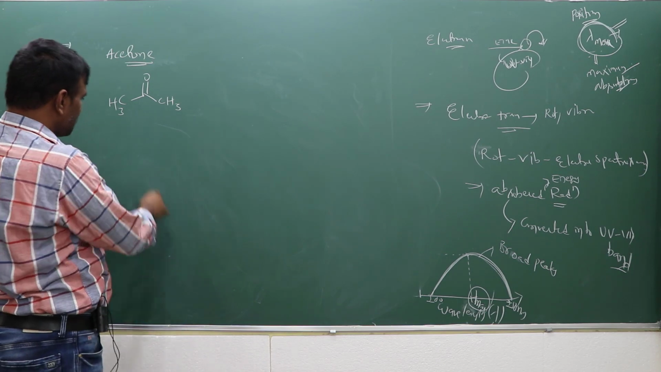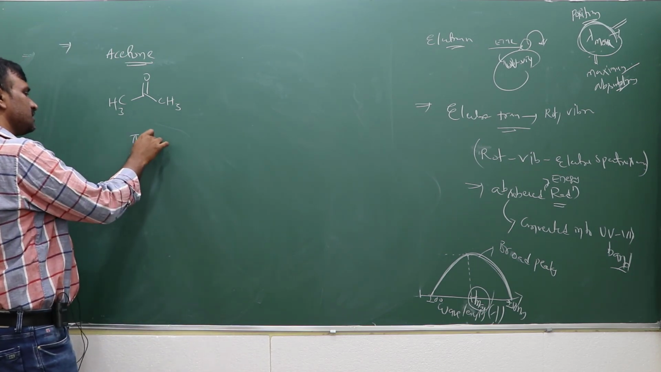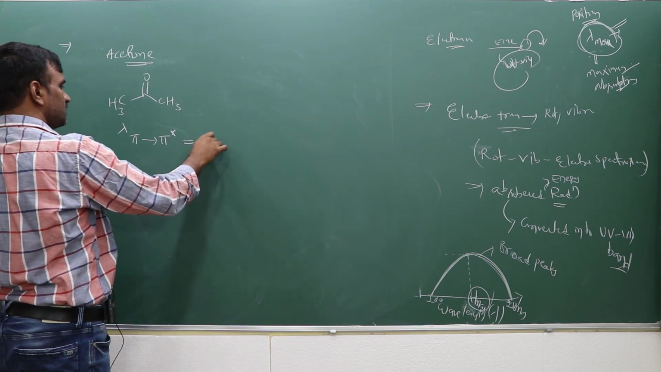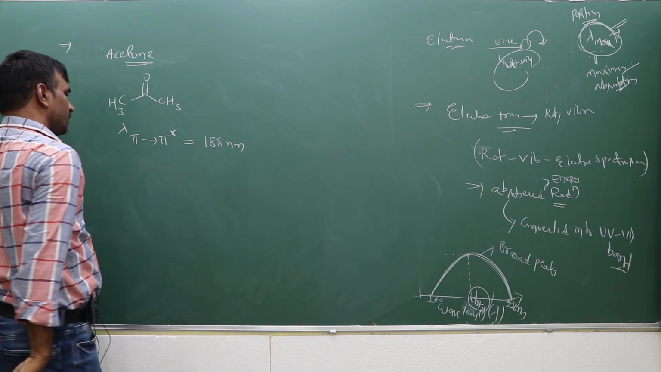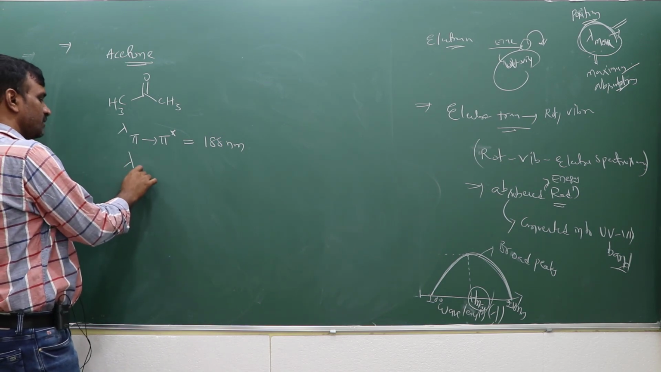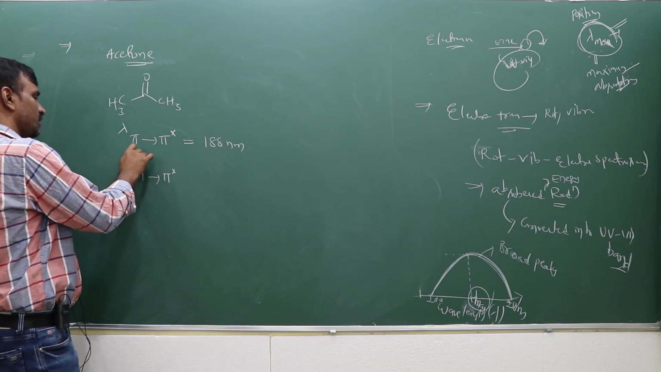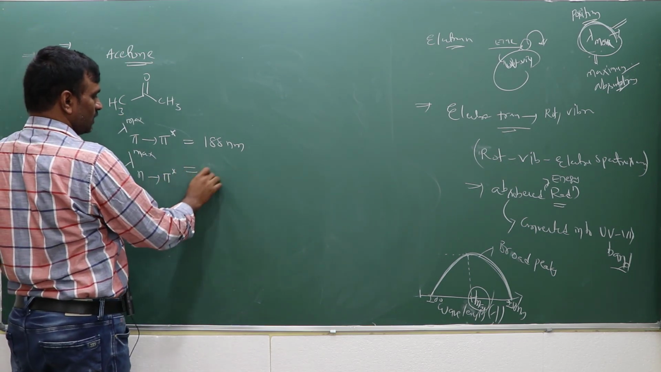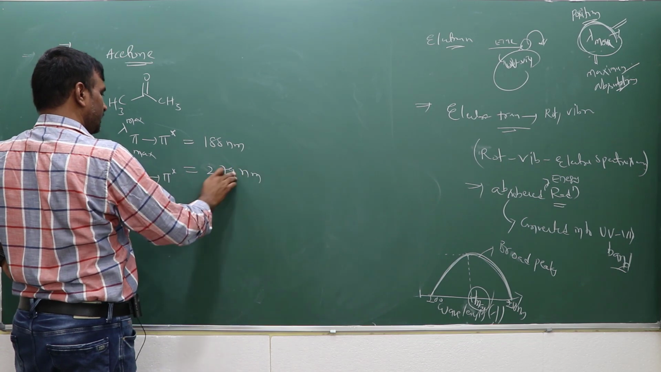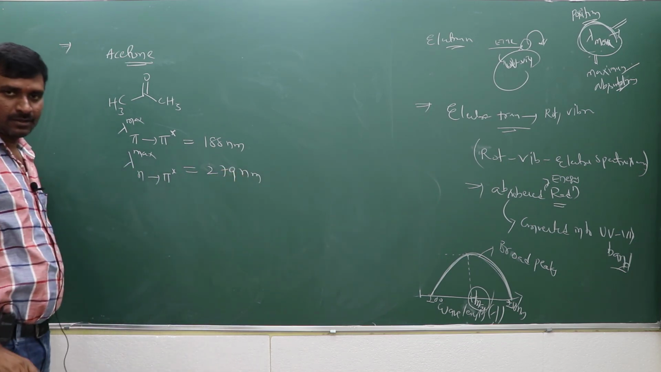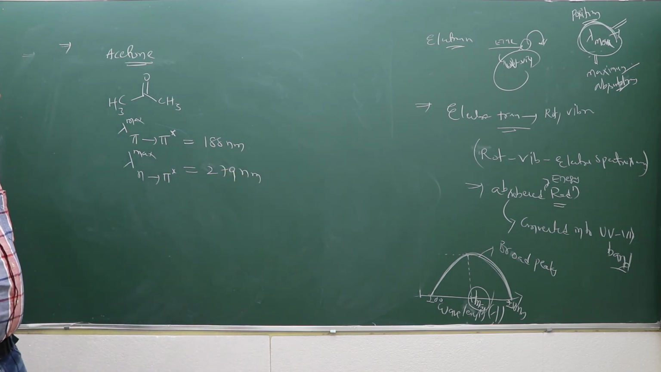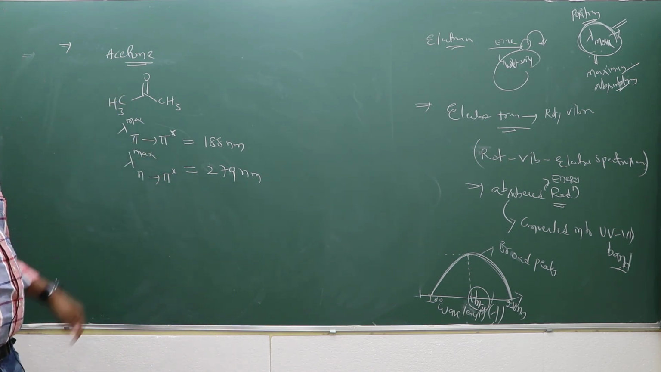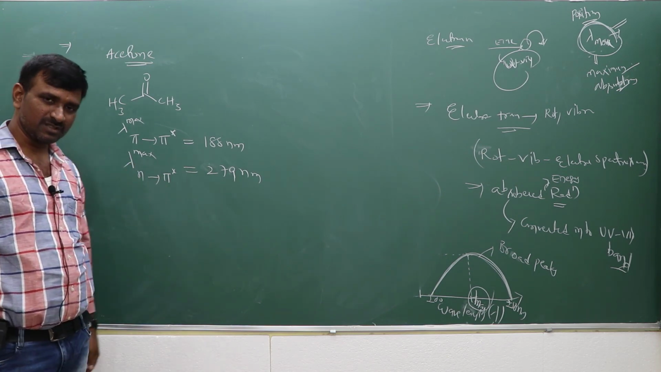two transitions are possible: pi to pi star transition and n to pi star transition. The lambda maximum of the pi to pi star transition is at 188 nanometers, and the lambda maximum of the n to pi star transition is at 279 nanometers. Sigma to sigma star is also possible in addition.